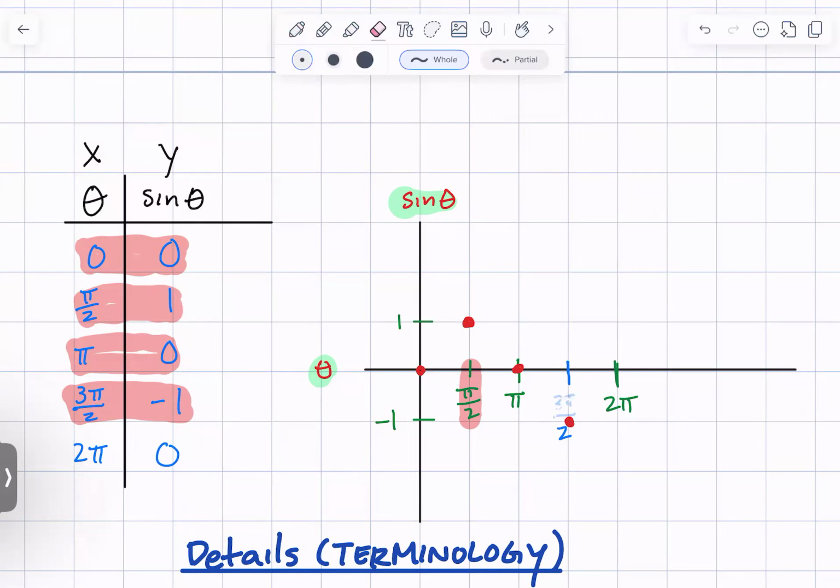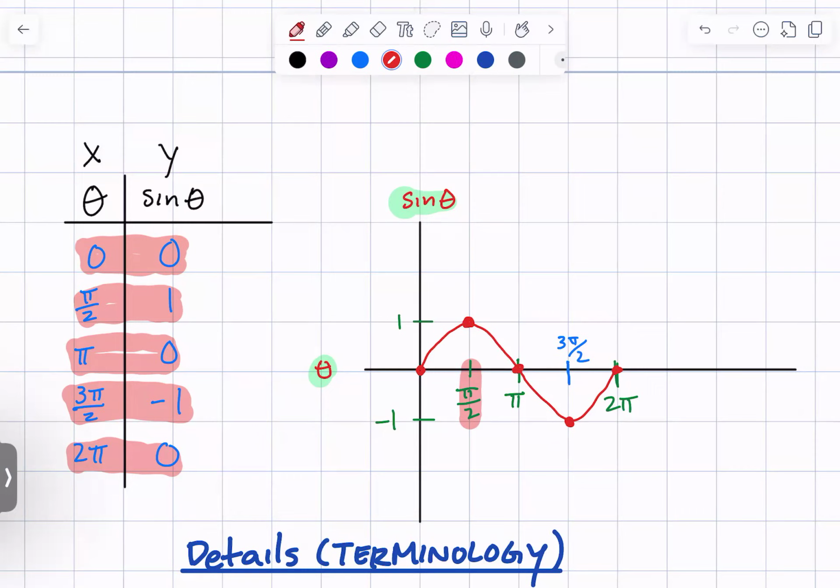Right in between this. I'm going to make this a little smaller so it's not in the way. 3 pi over 2. And then my last one is 2 pi, comma 0. And if I smooth out the curve like that, that's my sine graph.